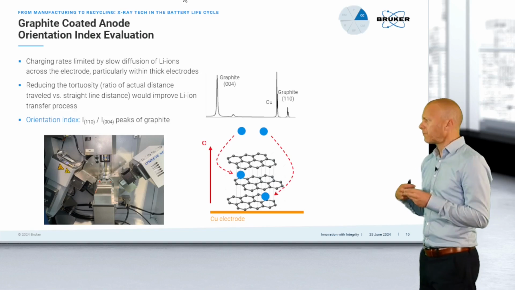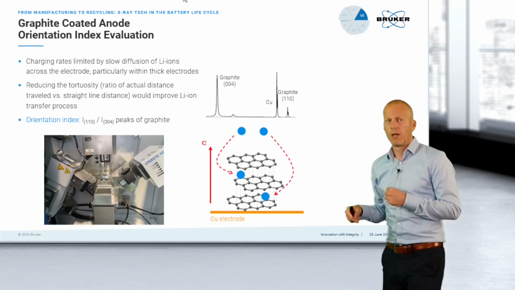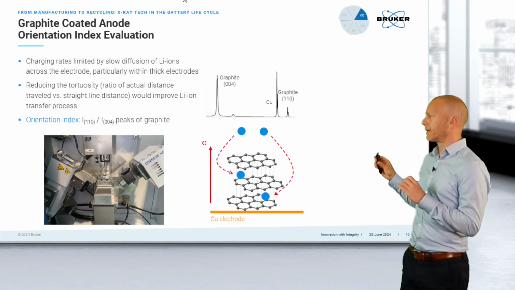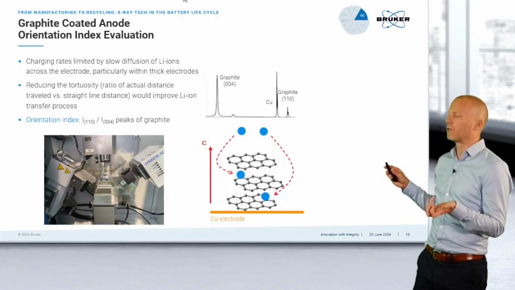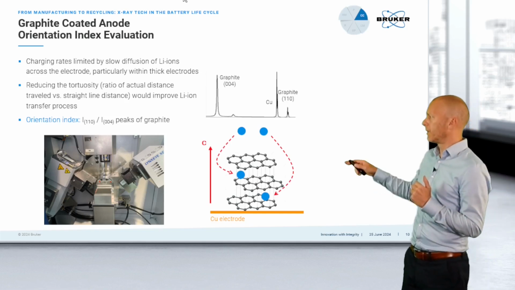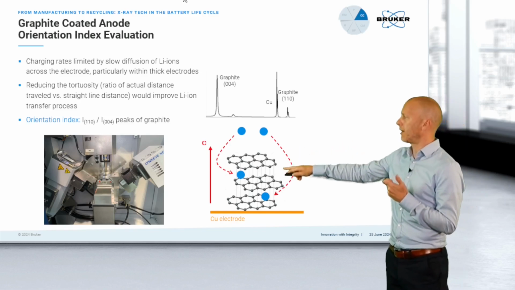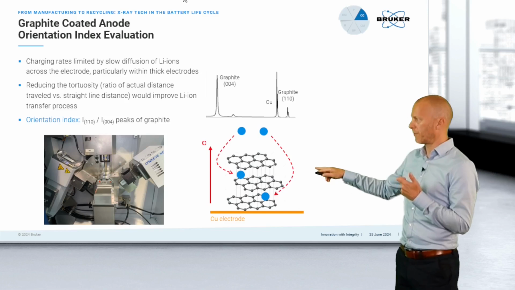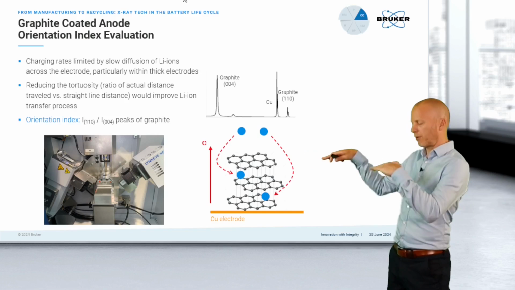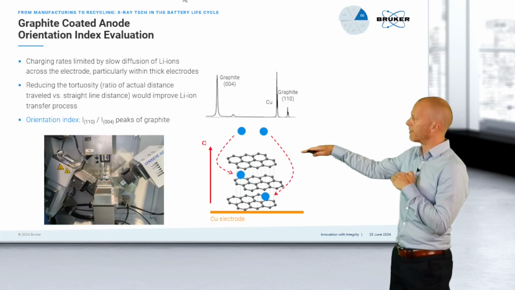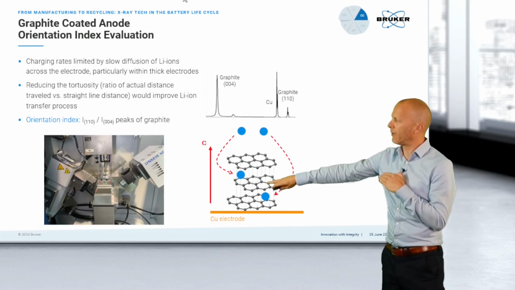Another example, this is graphite coated onto a copper electrode. One of the things that influences charging rates is the diffusion of lithium ions. Now, this can become quite slow when you have thick electrodes or when the lithium ions need to travel quite a long way in and out of the structure. In this case, we're representing graphite particles. When the graphite particles are laying in such an orientation where the layers are parallel with the surface of the electrode, we see that the lithium ions have a longer way to travel to go in and out of the structure.